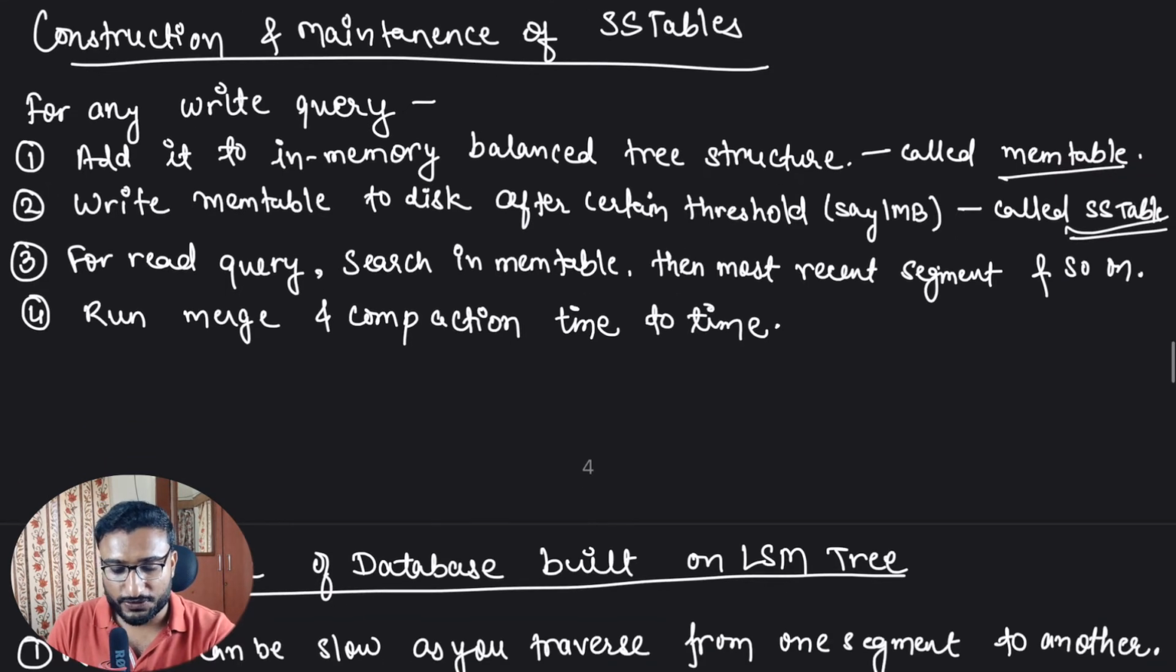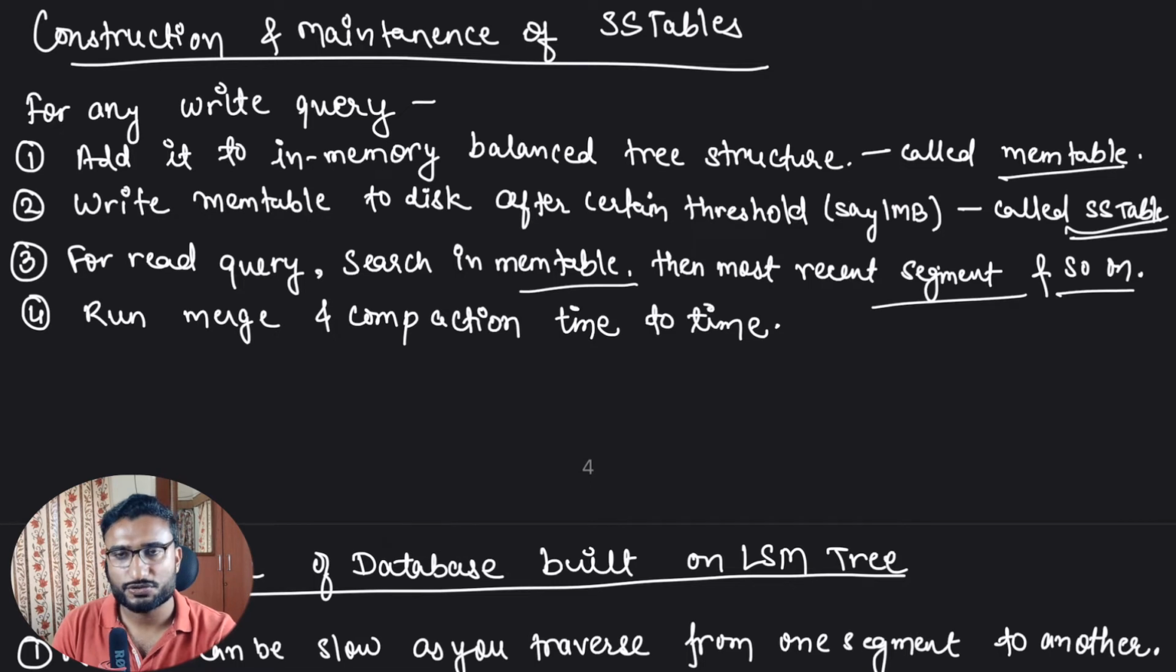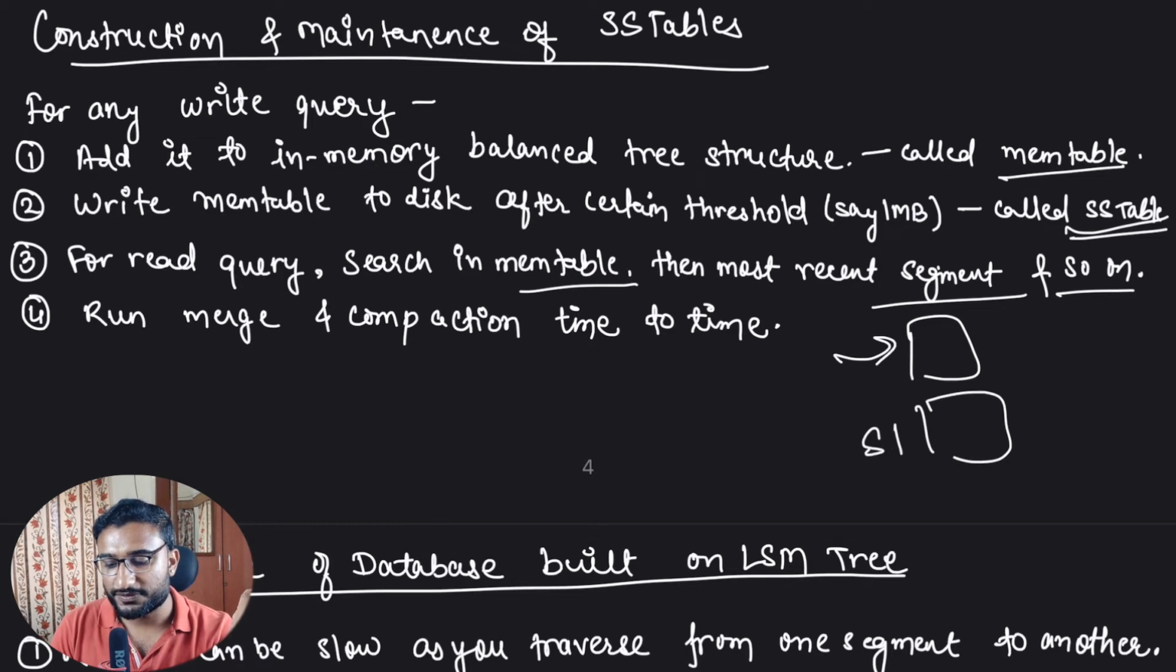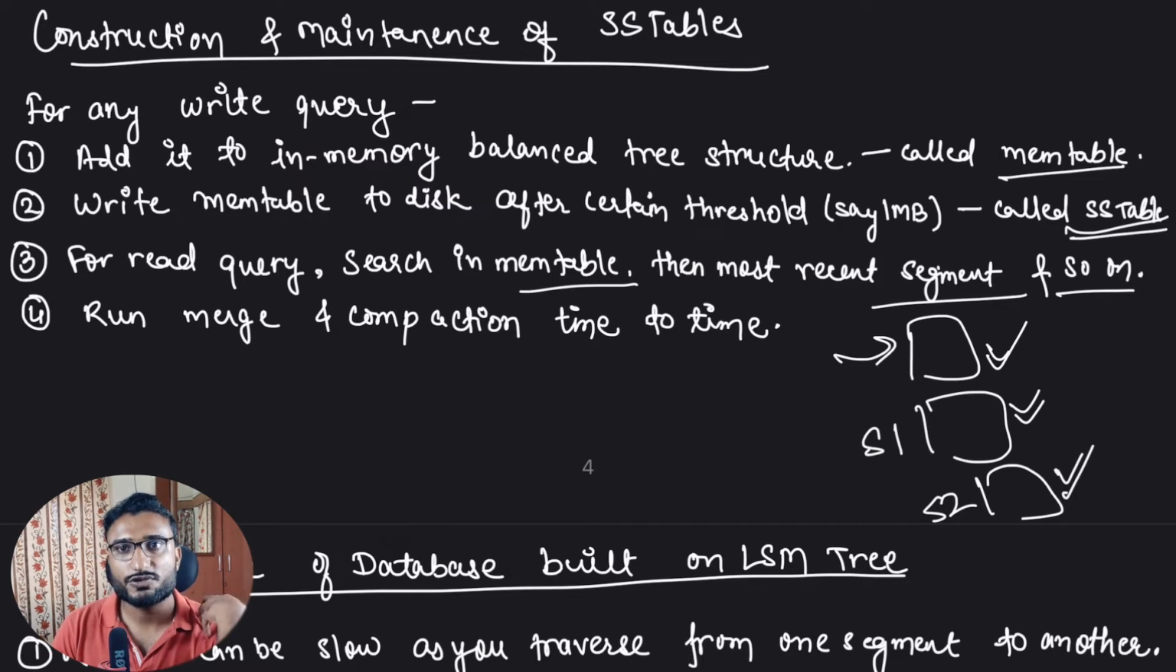Now for each read query, you will search in the mem table, then the most recent segment, and then so on. The earlier approach we discussed, like first you will search in the hash table, then you will move to segment S1. If it's not present in S1 as well, then you will move to S2 on the basis of which one is the most recent. So your mem table is most recent, then S1, then S2. Accordingly you traverse them and try to find that key.